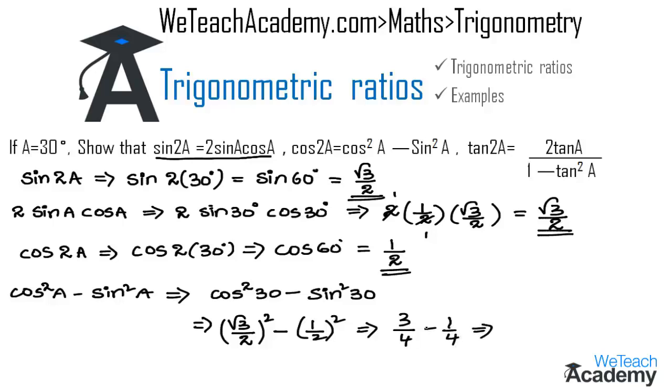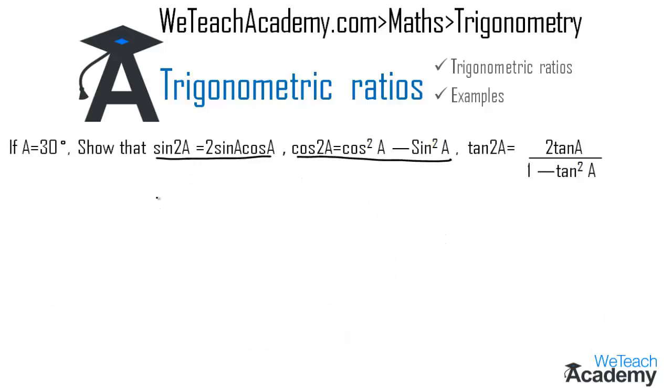So here we have common denominators. So we get 3 minus 1 divided by 4. So that implies we get 2 by 4. And here by simplifying, 2 1 time is 2 and 2 2 times is 4. So we get the result as 1 by 2 on the RHS side. So hence LHS is equal to RHS. So we can say that cos 2a is equal to cos square a minus sin square a.